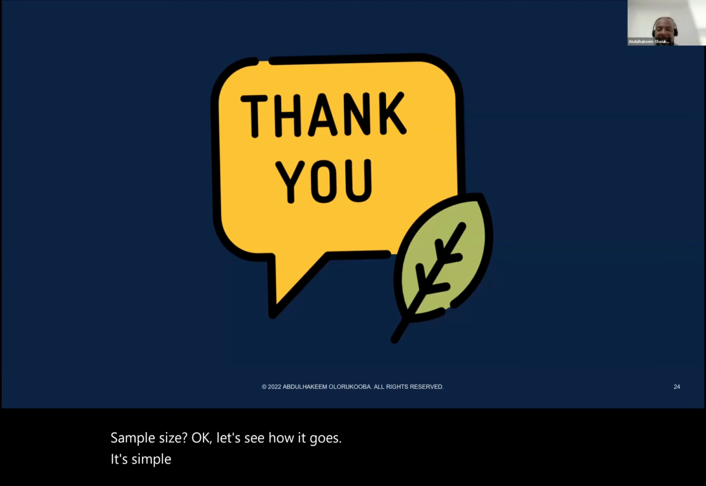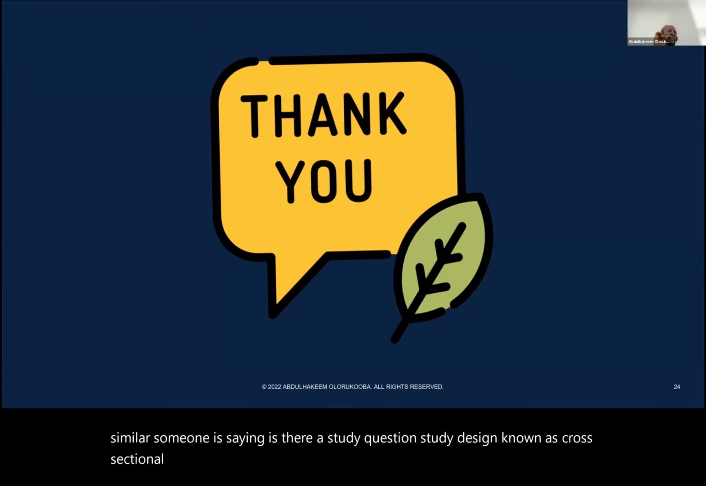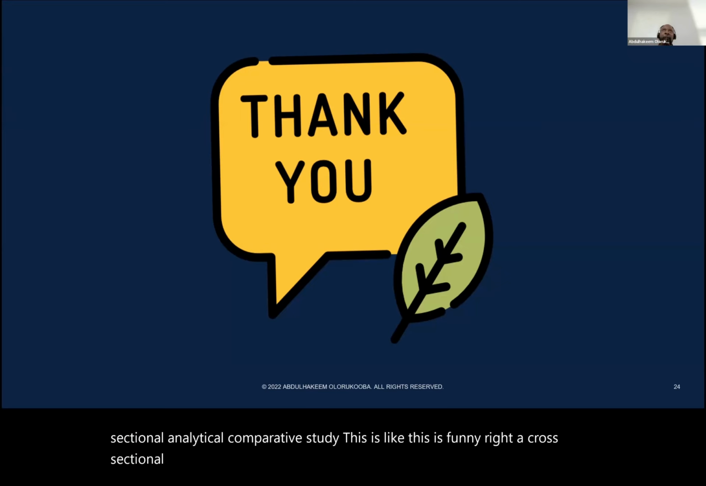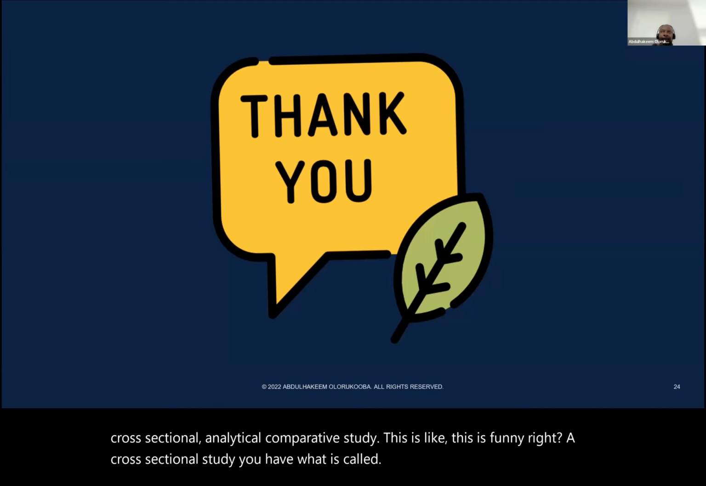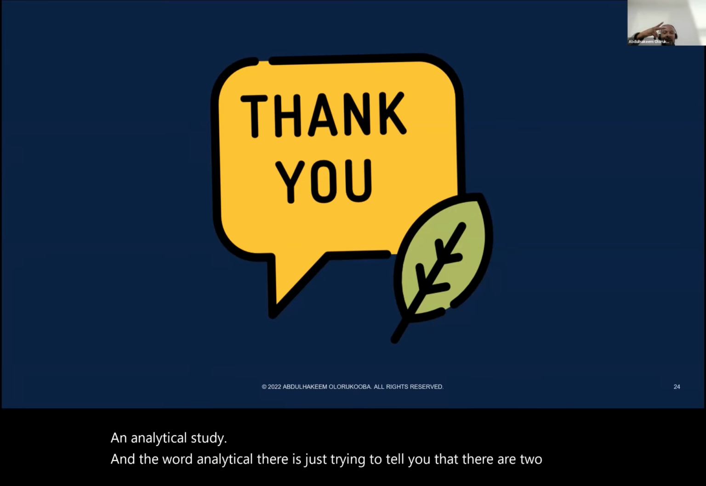Okay, I see another question. I think it's very similar. Someone is asking, is there a study design known as a cross-sectional analytical comparative study? This is funny, right? With a cross-sectional study, you have what is called an analytical study. And the word analytical there is just trying to tell you that there are two groups.